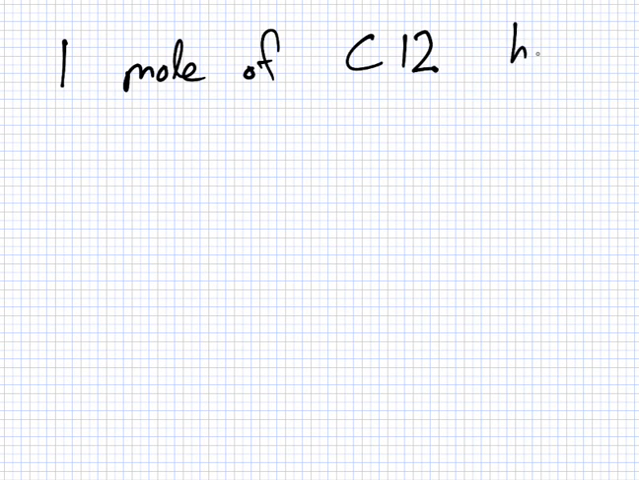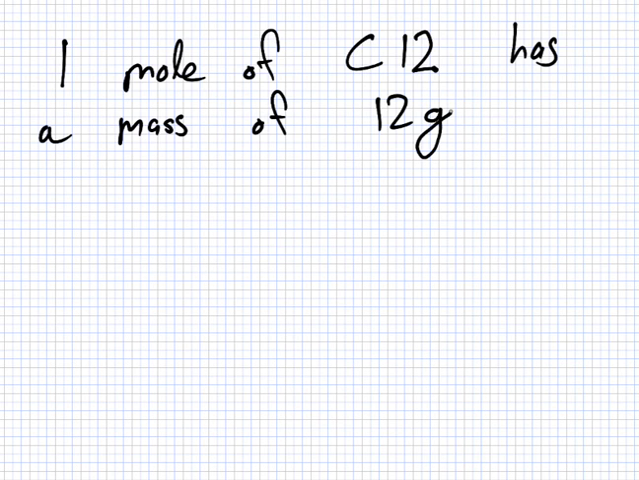We'd say that if we have 1 mole of C12, you know C12? You've done this in chemistry? Carbon 12. 1 mole of C12 has a mass of 12 grams. So this is actually the definition of a mole, or an Avogadro's amount of material. If you have a mole of C12, it should have a mass of 12 grams. Yeah?